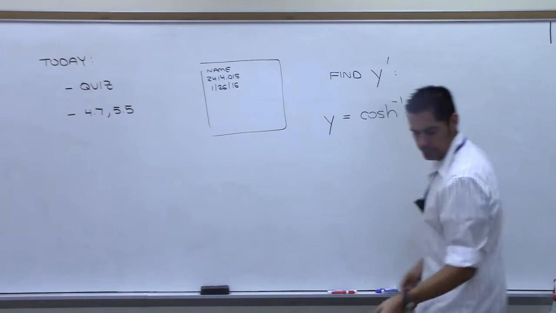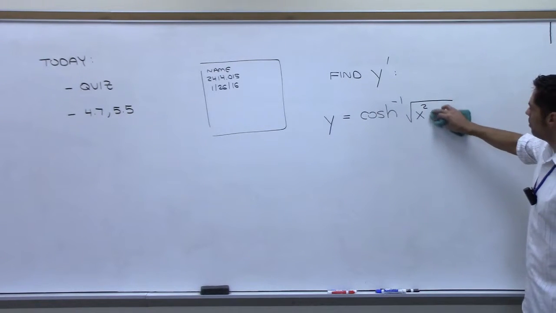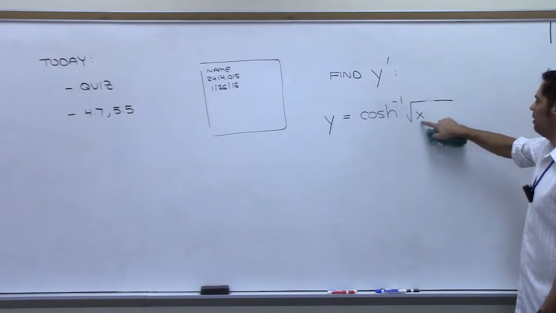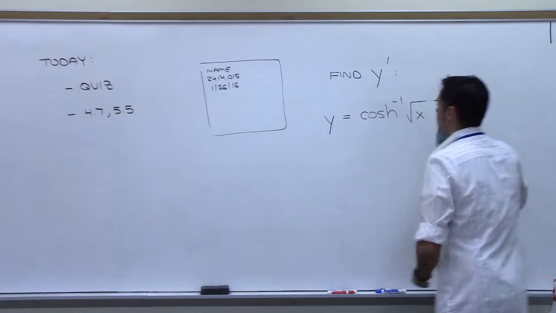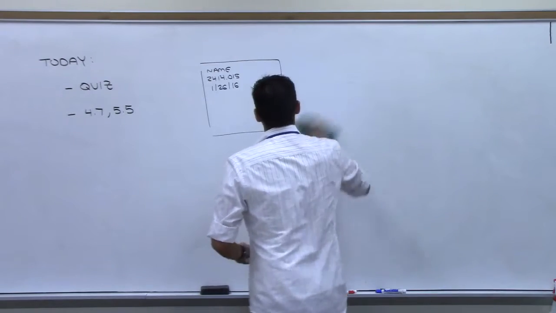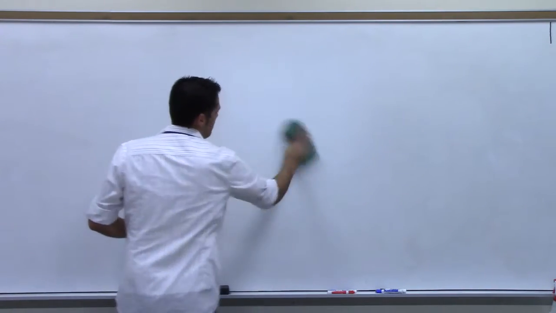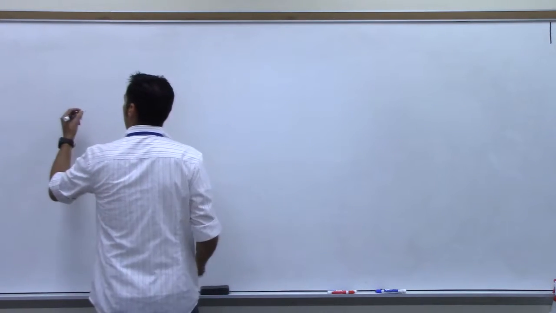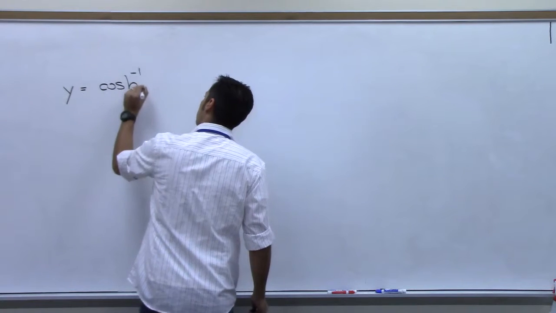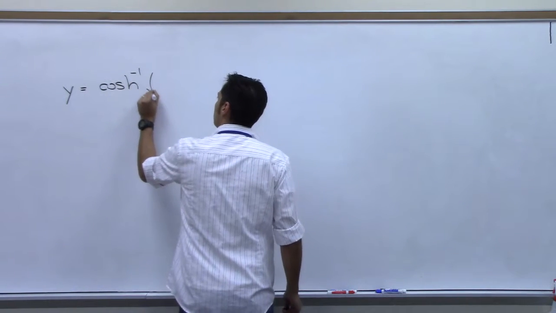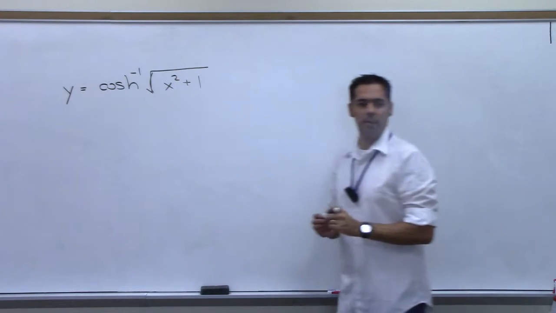Okay. There was a homework problem similar to this, except it was just square root of x. So I just changed it a little bit. Let's do this real fast. You have y equals inverse hyperbolic cosine of the square root of x squared plus 1. So this is some chain rule here, right?